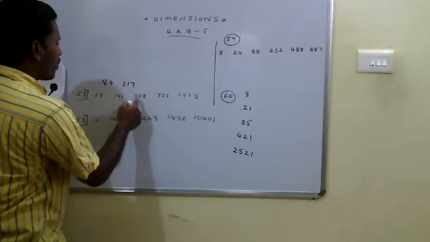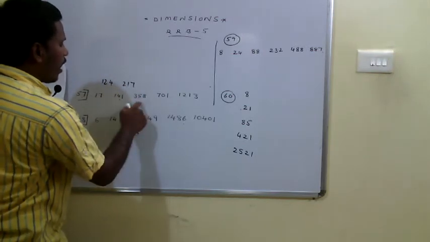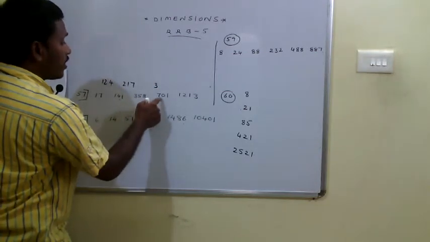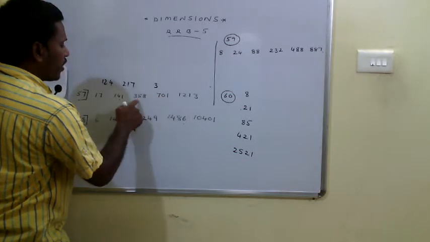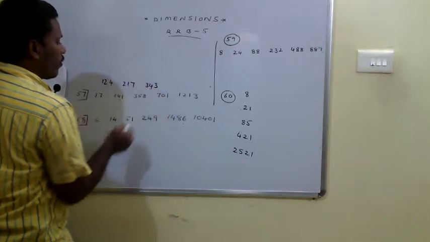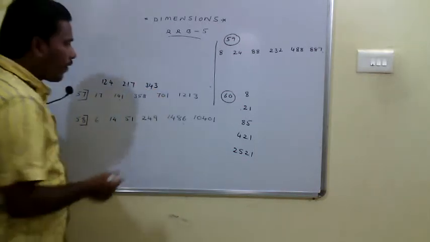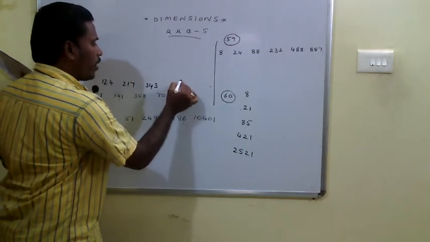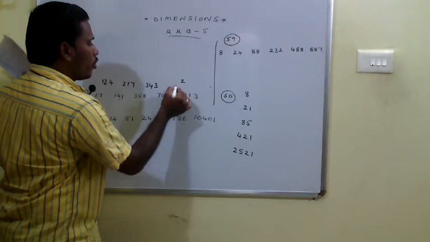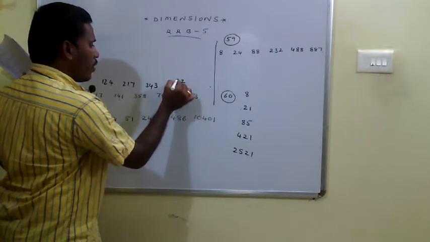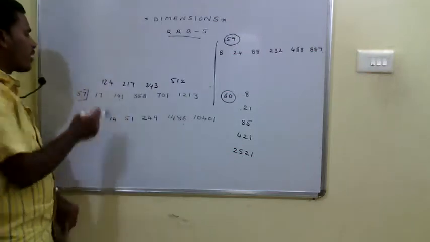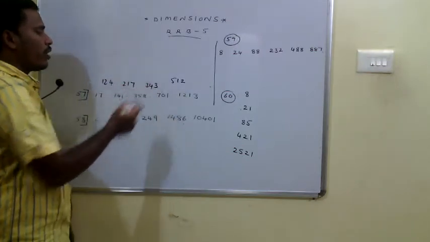And the next one is 701 minus 358. 11 minus 8 is 3, and 70 minus 35 is 35, so this is 343. And the next one, we need to find the difference between 1213 and 701. 3 minus 1 is 2, 1 minus 0 is 1, and 12 minus 7 is 5, so 512. So the differences are 124, 217, 343 and 512.